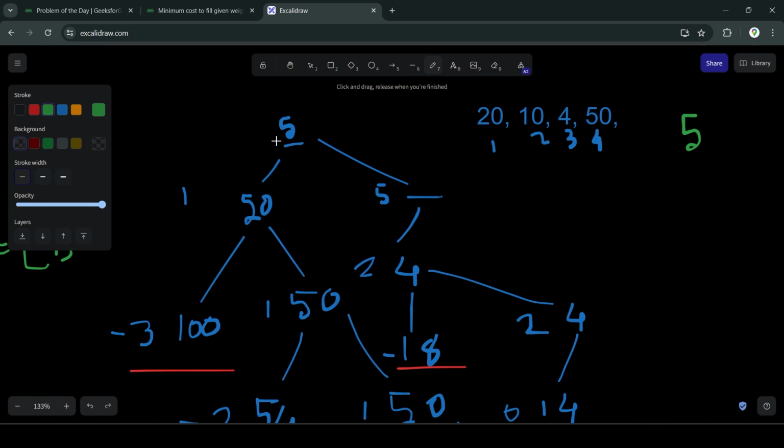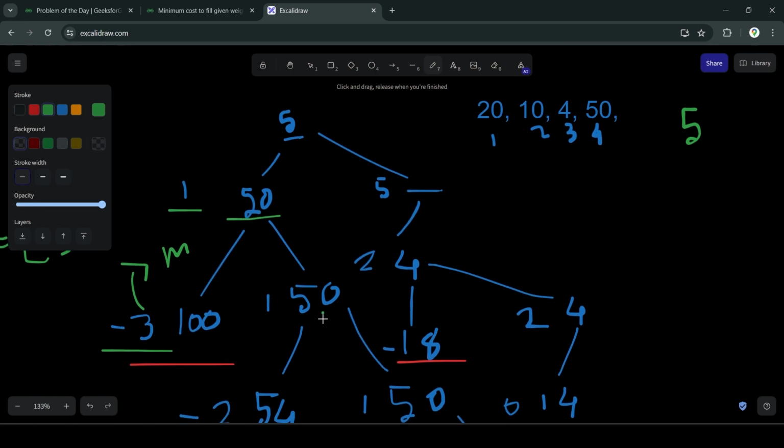So initially the capacity will be 5. Now I am taking this 50. So the current cost is 50, and the remaining weight is 1. Again I can take 50, but you can clearly see that if I take the 50 again, then the capacity is going to be negative. So I cannot consider this one. So I have to return the maximum value, or you can say int max.